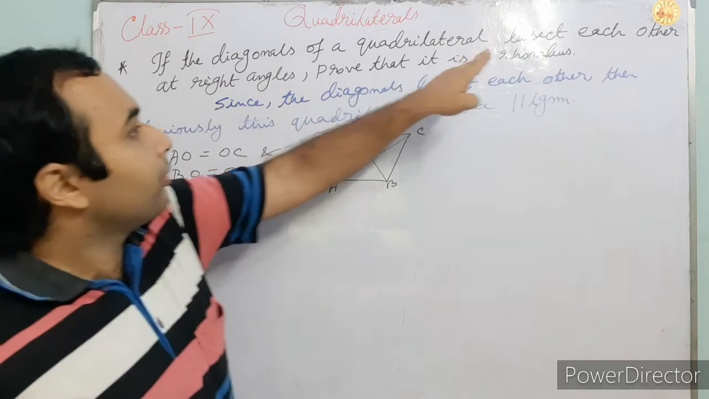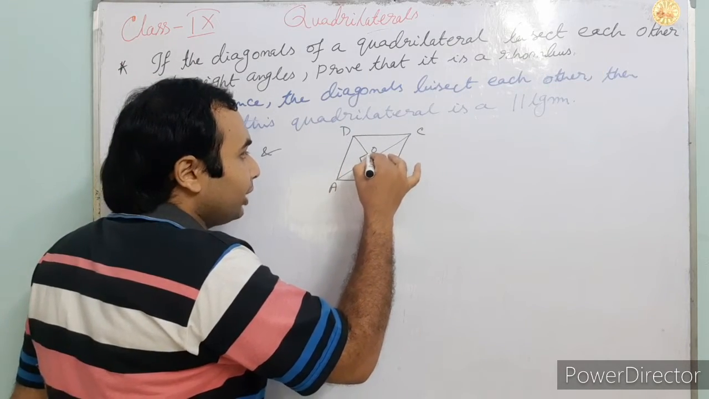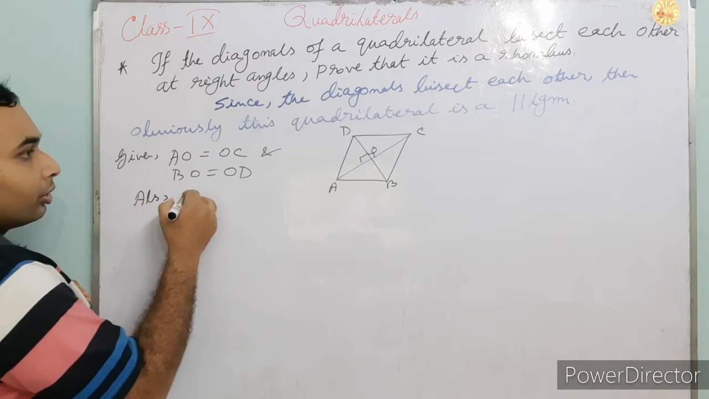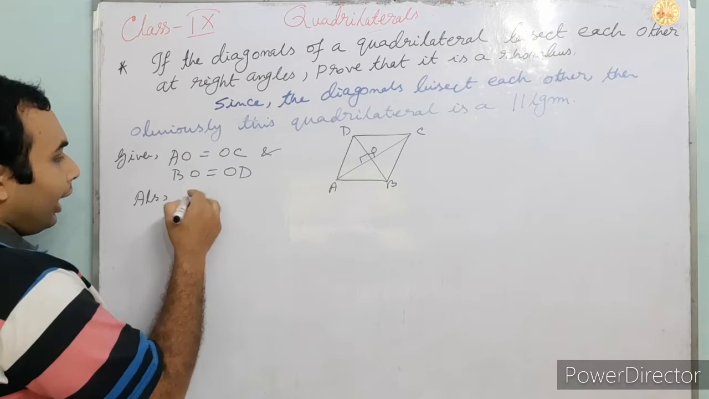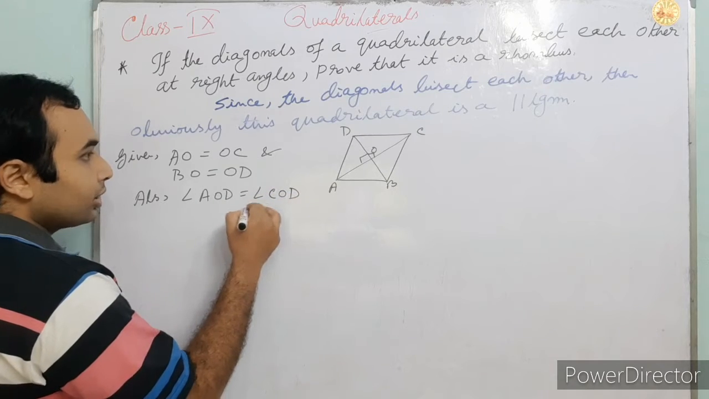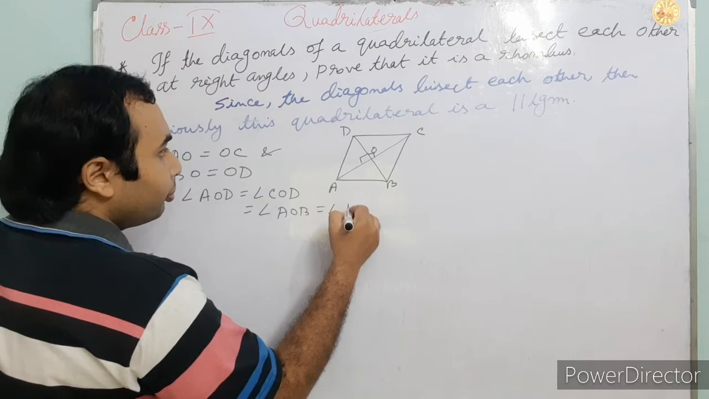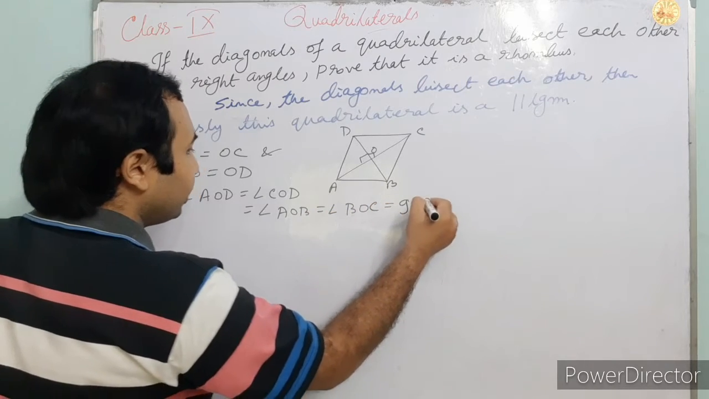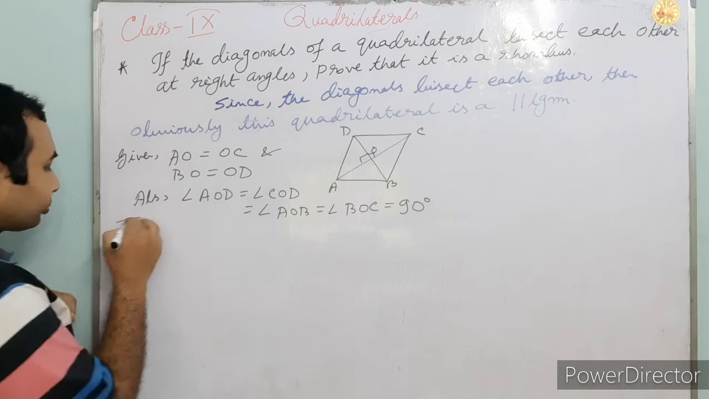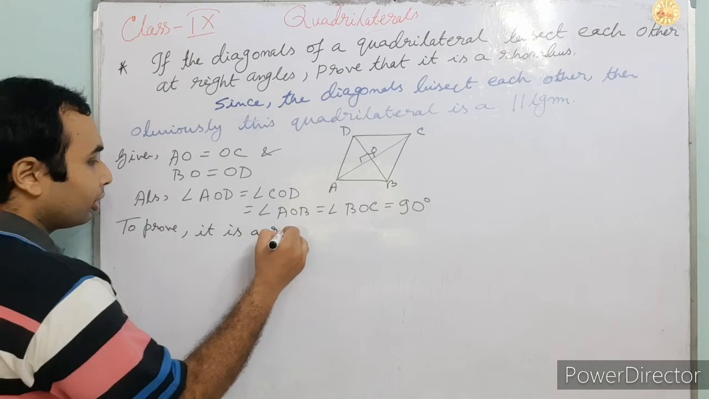Secondly, what is given? Bisect each other at right angles. So obviously those angles, the middle angles, are the right angles here. Also angle AOD equals angle COD equals angle AOB equals angle BOC equals 90 degrees. All the angles are 90 degrees here. To prove it is a rhombus.